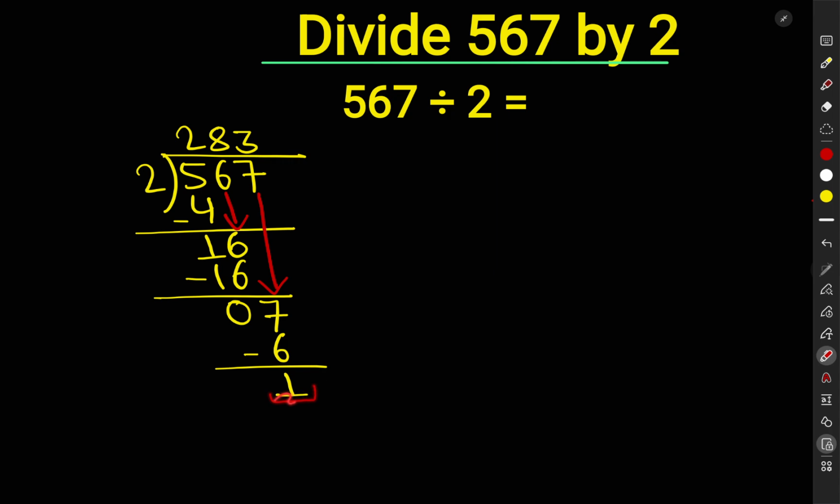So now this 1 is less than 2 and there is no other number to put it down. So we take here decimal so that we put 0. So it is 10 and 2 times 5 is 10. On subtracting we get 0.